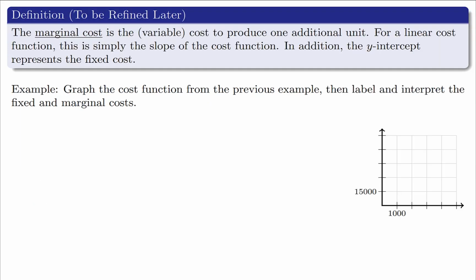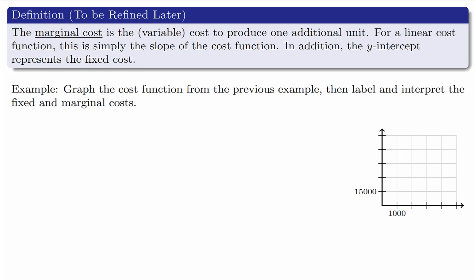Now, I mentioned earlier about this efficiency thing where the cost per item could get lower, but the total costs are still rising. This cost per item is what we call the marginal cost. We're going to make this definition better later, but right now let's just call the marginal cost the variable cost to produce one additional unit. If you're looking at a linear cost function, this is just going to be the slope of the cost function. But in general, this is something that we may sometimes see decrease over time. In addition, the y-intercept when you draw these things would also be your fixed cost.